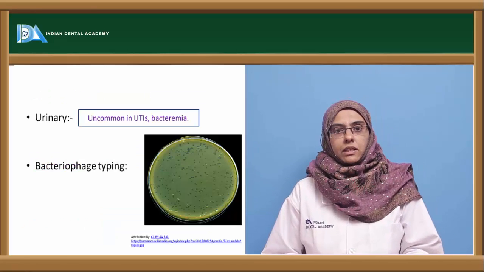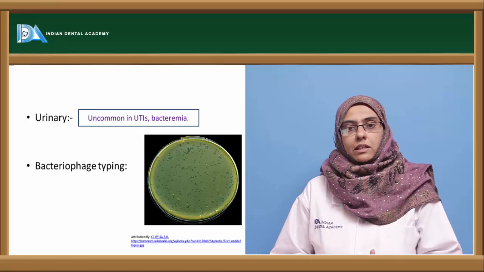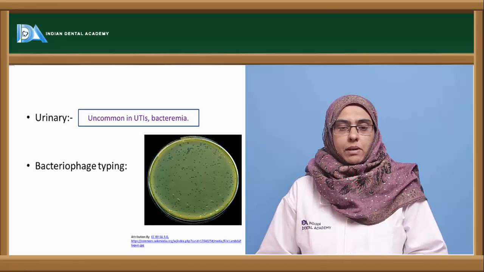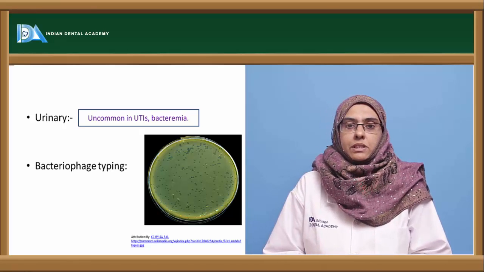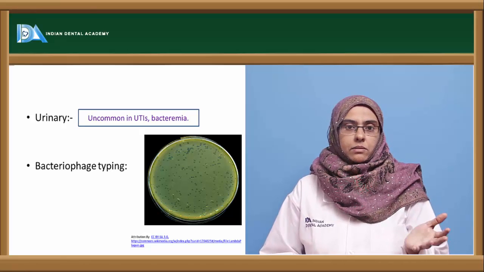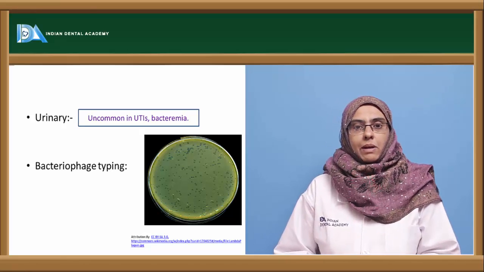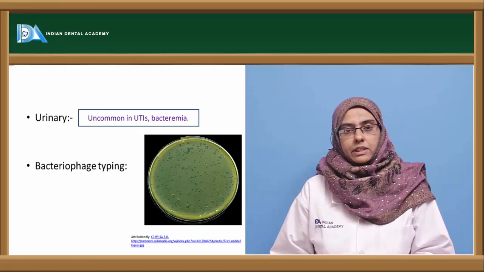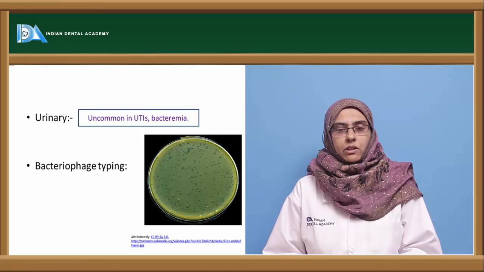Coming to the urinary tract, these organisms are hardly seen in urinary tract infections. They can be seen only when there is an implantation of catheters or in diabetic patients. But the significance of this organism is that it helps to identify whether there is a bacteremia in the patient or not. So these are the different diseases associated with the staphylococcus organism.